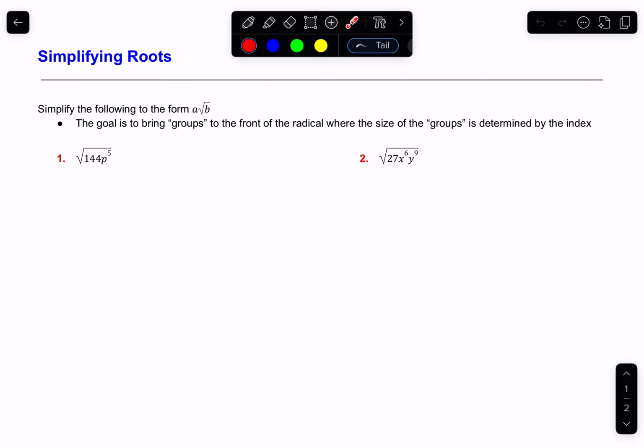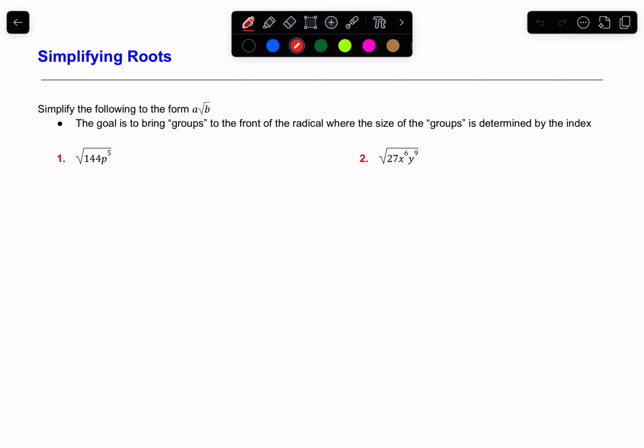So, simplifying roots. If we want to write a root such as the square root of 144 p to the fifth in the form a radical b, our goal is to bring groups to the front of the radical, where the size of the groups is determined by the index of the radical. If you don't remember what index means, refer back to lesson 17, where we talk about all the ins and outs of what a radical is. The index is the number on the radical. When we don't write the number, it's a 2. So in problems 1 and 2 here, there is no index written, which means it's automatically a 2.